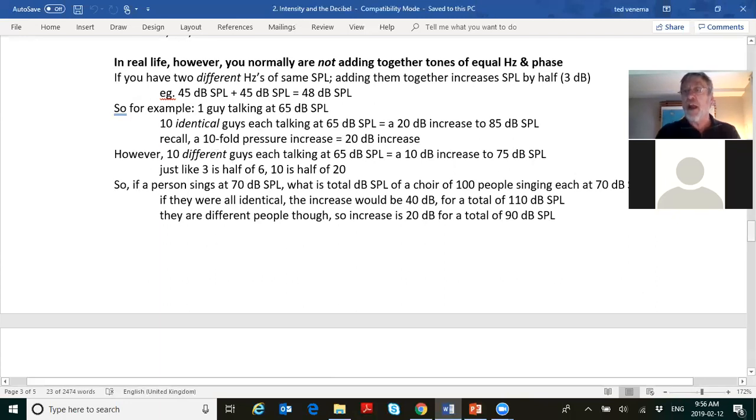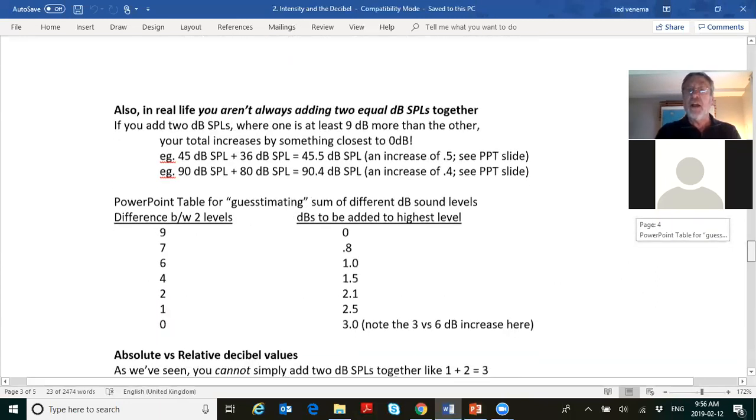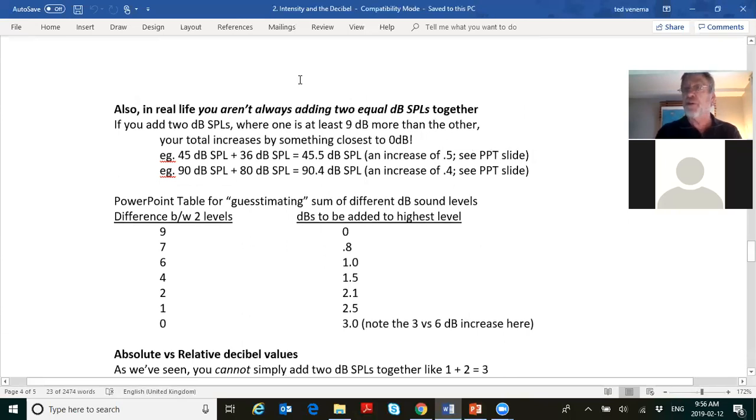Then we said, not only are two people different, or frequencies different, but maybe someone's singing louder than the other person. Or maybe the two tones are not only different in frequency, but different in intensity. What happens when you add them together? That's what we finished this little bit with. And we said that if the two are different by a factor of more than 10, you're basically the biggest number. An elephant plus a mouse is basically an elephant.